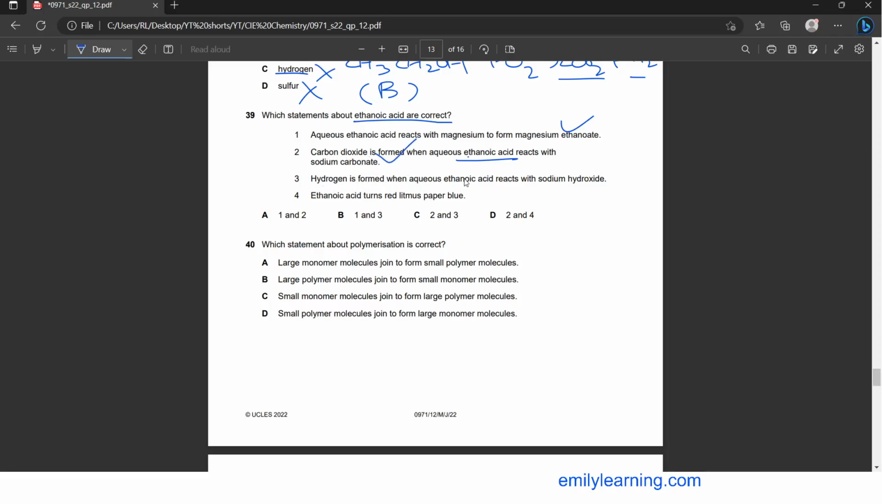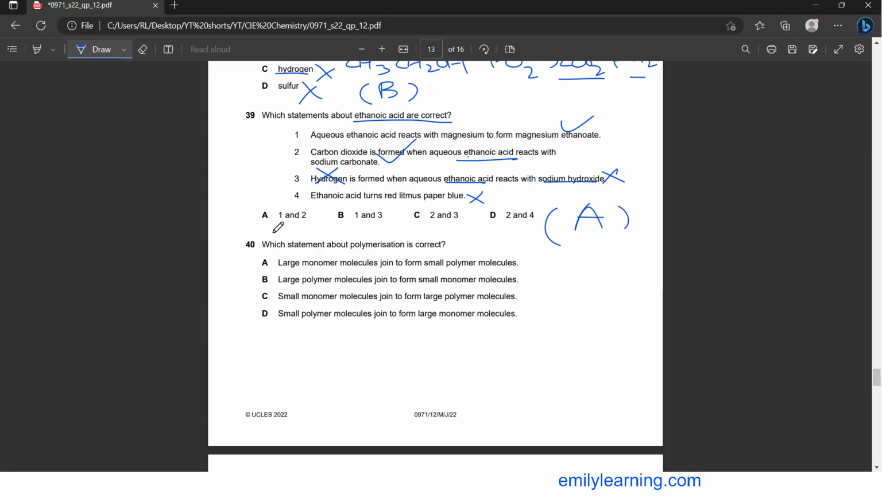Hydrogen is formed when ethanoic acid reacts with sodium hydroxide. No. When you have acid plus sodium hydroxide, which is a base, you form salt and water, not hydrogen. So 3 is wrong. Ethanoic acid turns red litmus paper blue. No. Ethanoic acid is acidic. Being acidic, it has a low pH, so it will turn blue litmus paper red, not the other way around. So the answer will be 1 and 2, which is A.